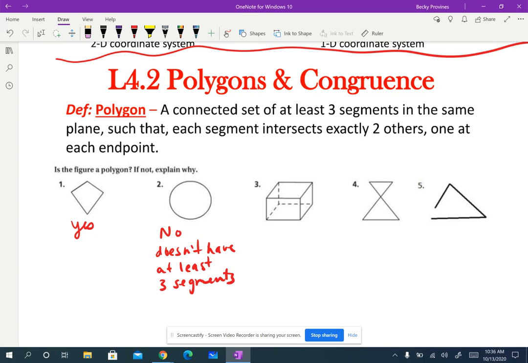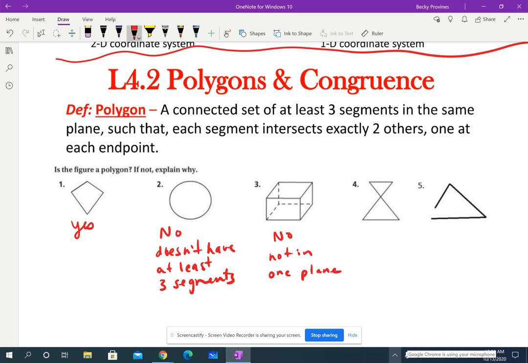Number 3. It has segments. Yes. They only intersect at the endpoints. Yes. There's at least 3 segments. Yes. But there is one major flaw here. What is the flaw? Are they all in the same plane? Is it a flat object? No, this isn't a polygon. This is a polyhedron. This is a 3-dimensional object. So, is this a polygon? No. Why? Because it's not in one plane.